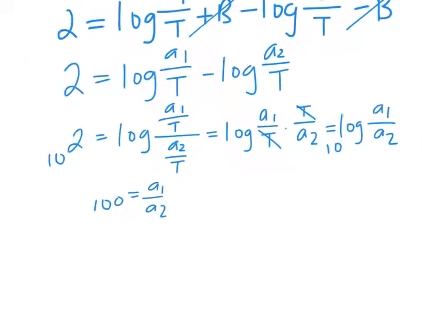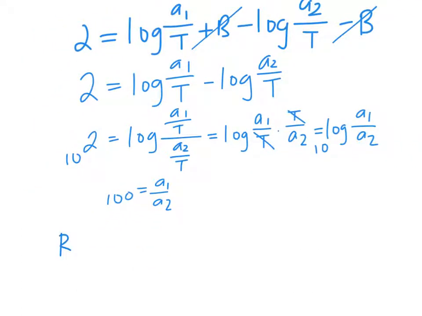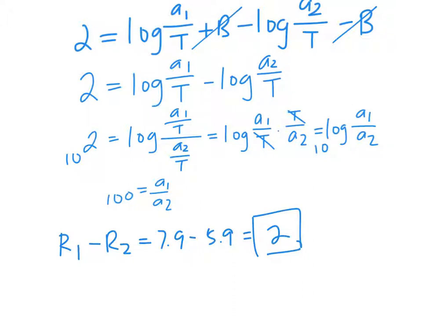So I'm going to tell you a trick. The Richter scale, so R2, sorry, that was R1. R1 minus R2 was 7.9 minus 5.9, which is 2. So that is 2 orders of magnitude worse, which means 10 to the second.